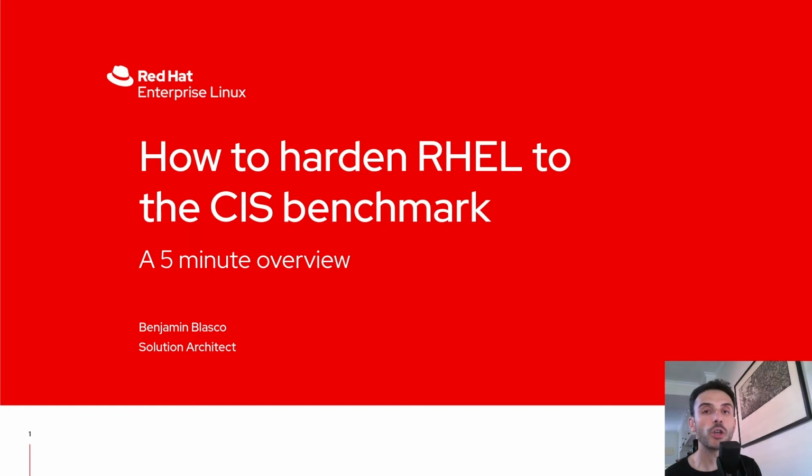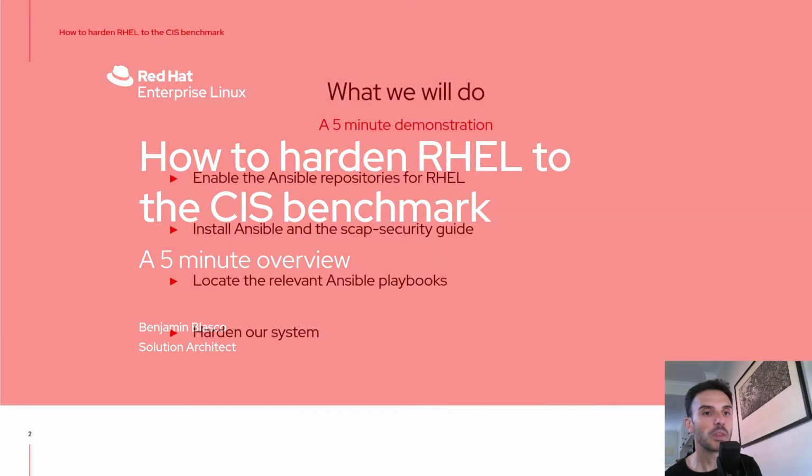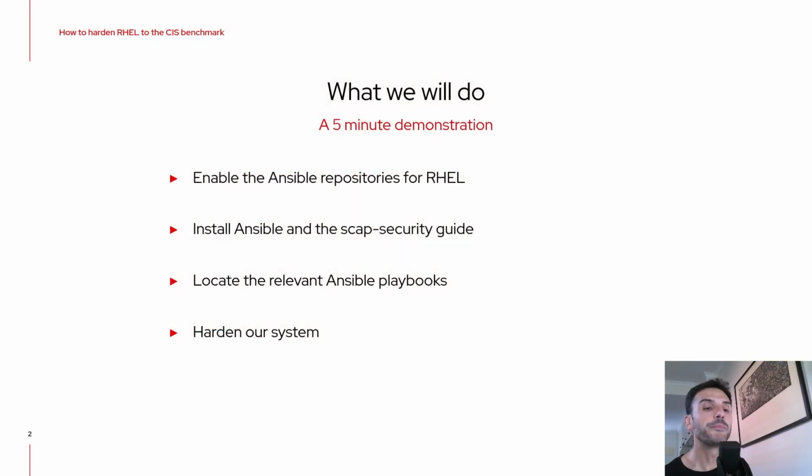Today I'm going to show you how to harden a Red Hat Enterprise Linux system according to the CIS benchmark. These are the steps we're going to take today. We're going to enable the Ansible repositories for Red Hat Enterprise Linux, install both Ansible and the SCAP security guide package, locate the relevant Ansible playbooks, and then harden our system using one of those playbooks. Let's take a look.